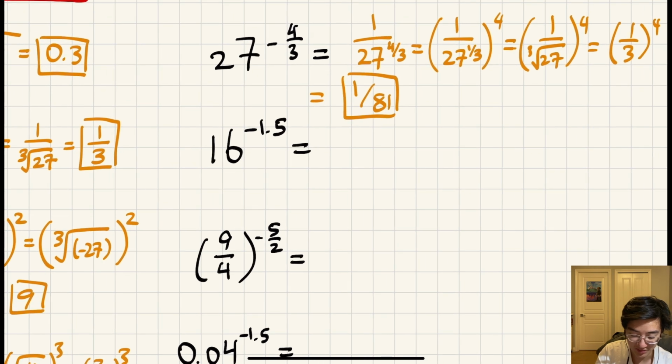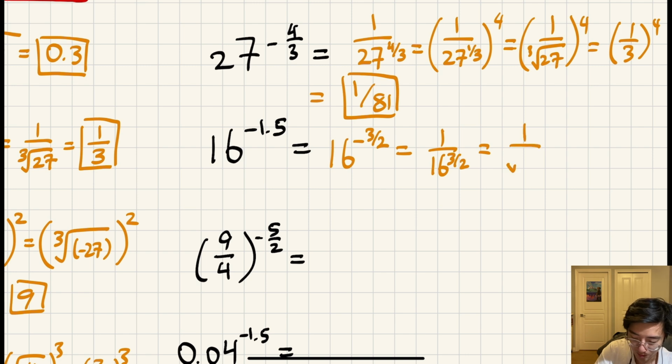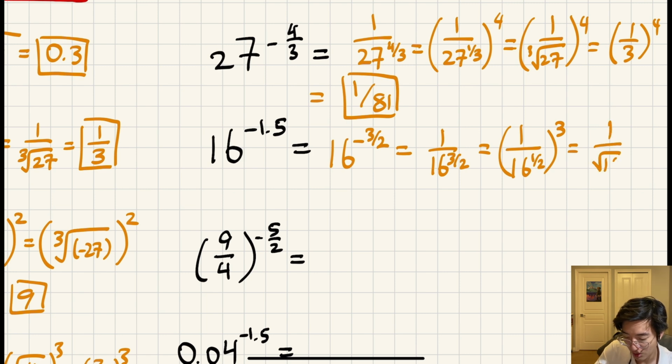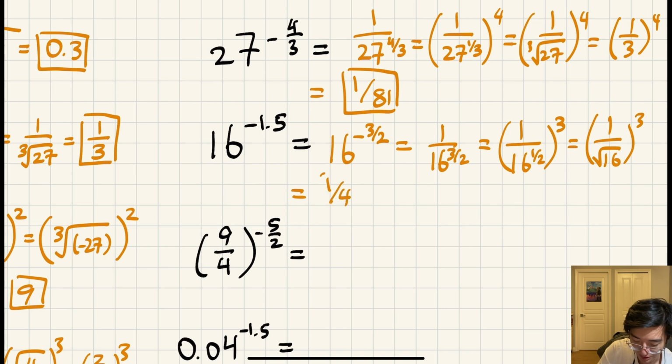Next, we got a negative decimal here, so just convert it. 16 to the power of negative 1.5, so 3 over 2. Which means we have 1 over 16 to the power of 3 over 2, which is 1 over 16 to the power of 1/2 to the power of 3, which is 1 over the square root of 16 to the power of 3, which is 1 over 4 cubed. And finally, that gets us 1 over 64.